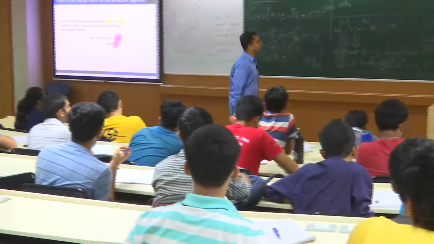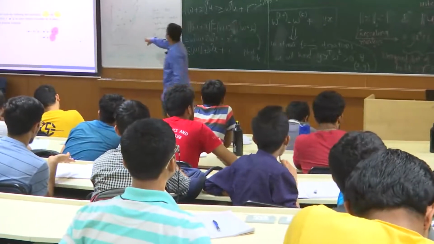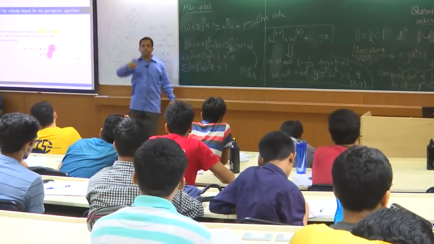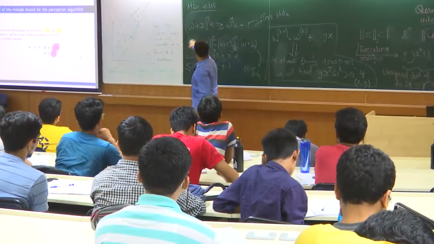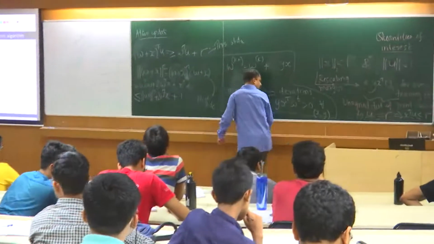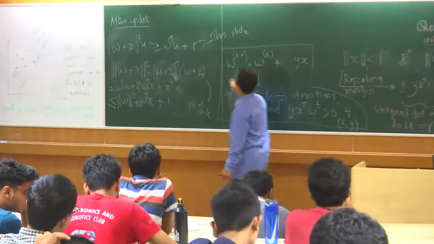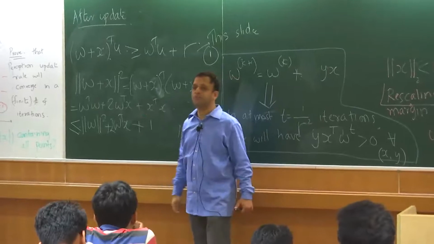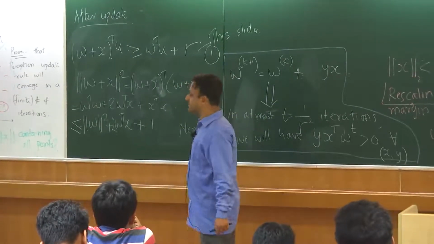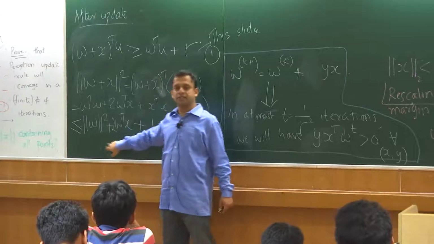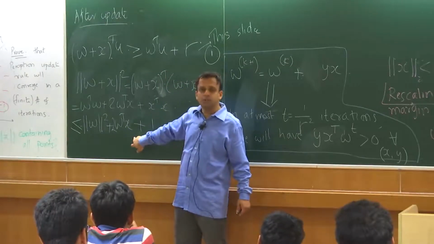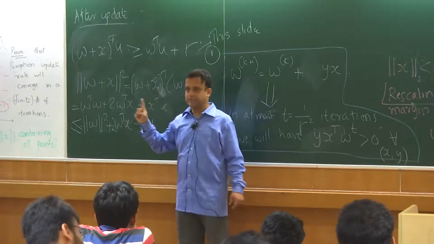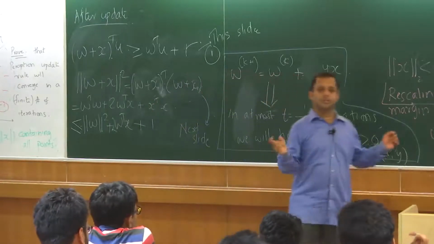There could be multiple true separators. This is one separator u. So that was the first inequality. The second inequality is that the norm of w after the update is less than or equal to the norm of w before the update, plus 2 times the dot product term between w and x, plus 1, which is the radius of the circle which contains all the points.